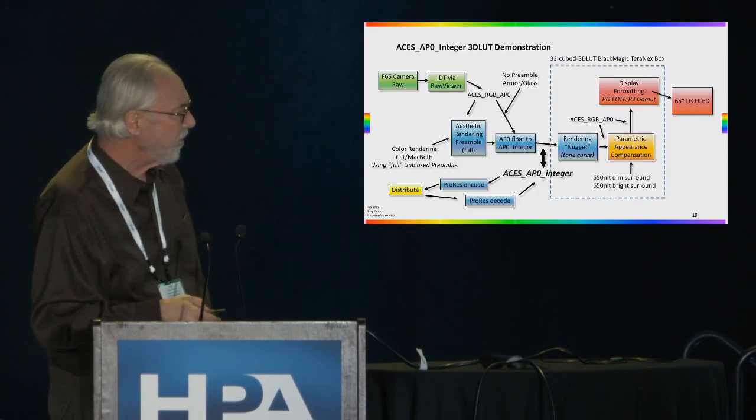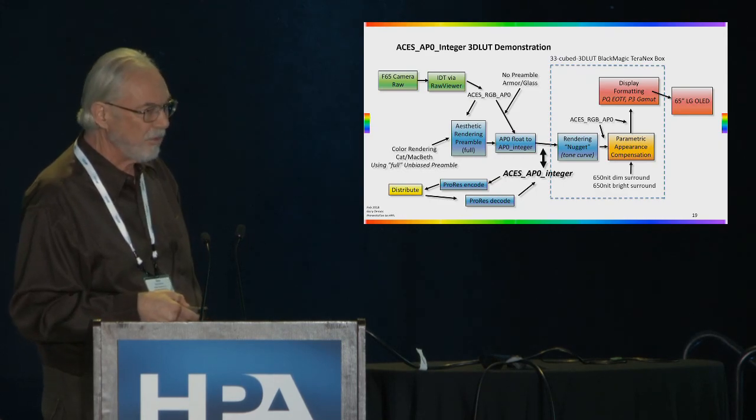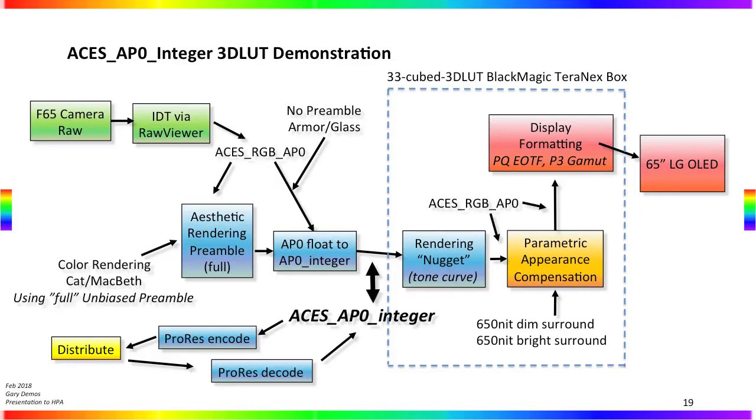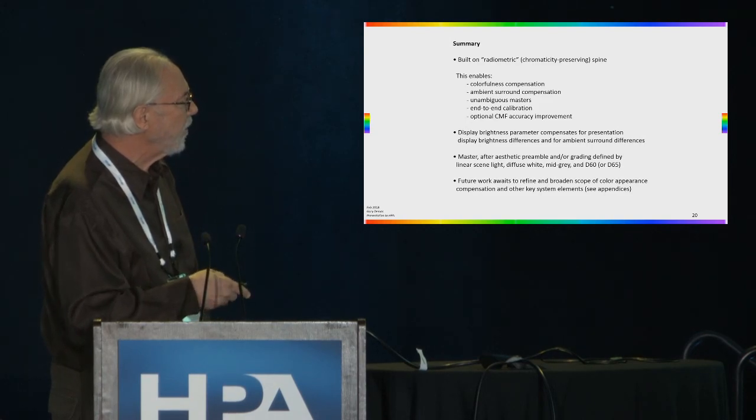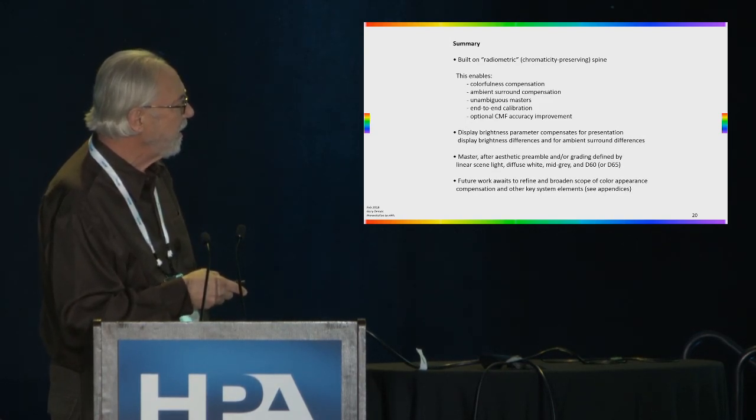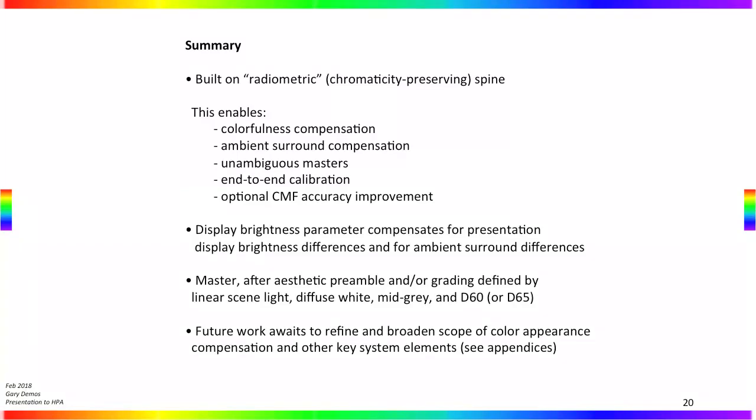So I'm also doing a demonstration of an integer representation of ACES AP0, wide range. So come see that. It's done using the 3D LUT box. And so it's built on this radiometric capability. That's kind of a key enabler for all these things.